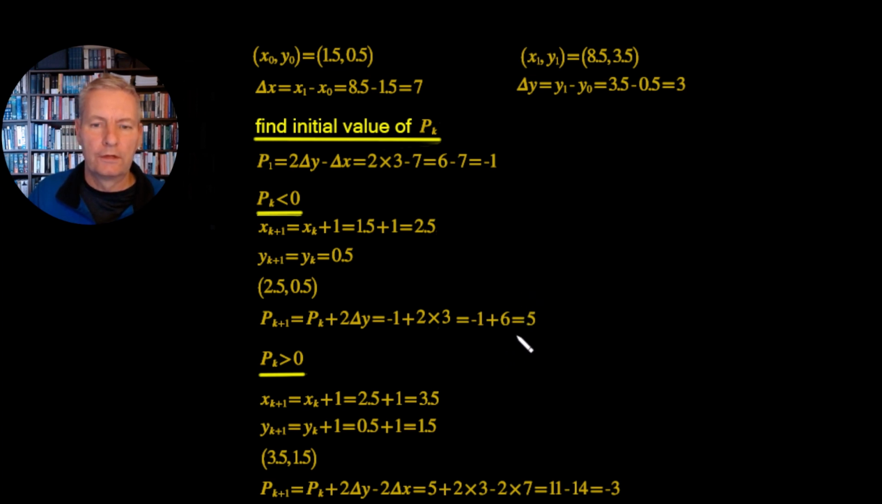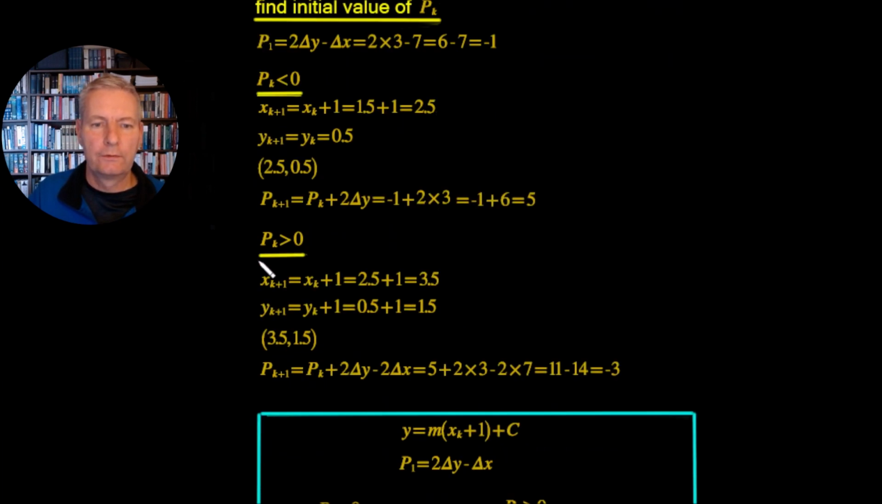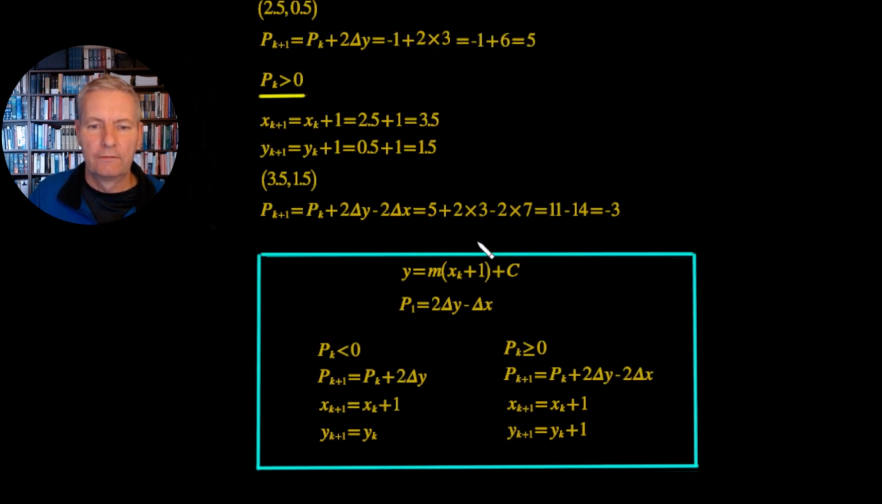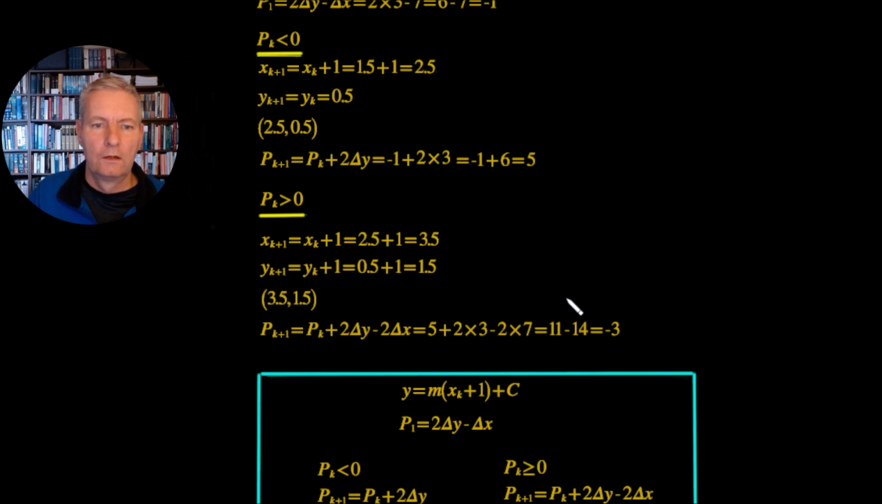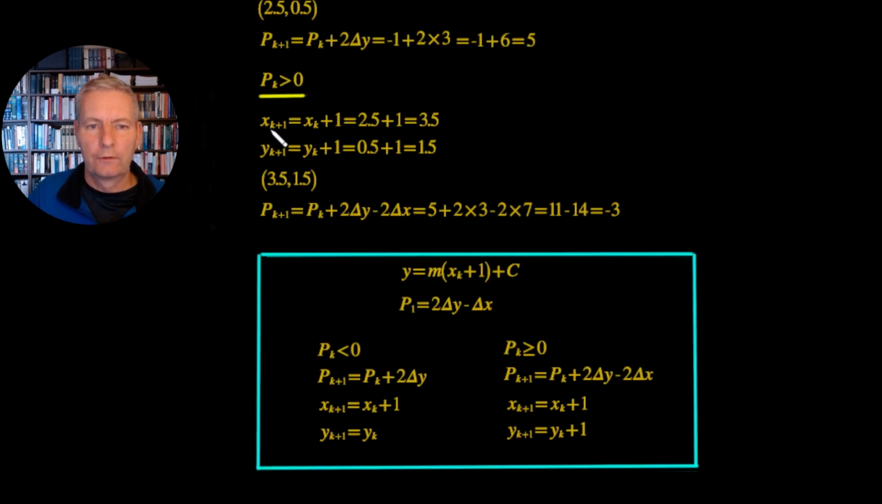Now the new value is greater than 0. So we go through the algorithm again, but in this instance the value for pk is greater than 0, so we use this part of the algorithm. So we can see here that the value for our x of k plus 1 is x of k, and we add 1 on, so we just go to the next box. But y of k plus 1 is y of k, and we add 1 on, so we choose the box above.